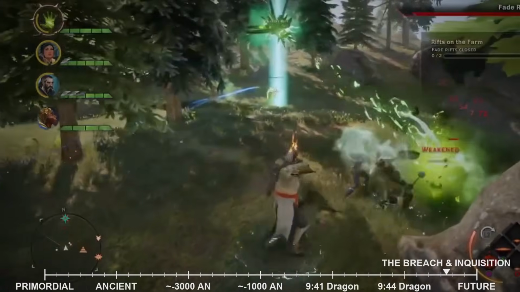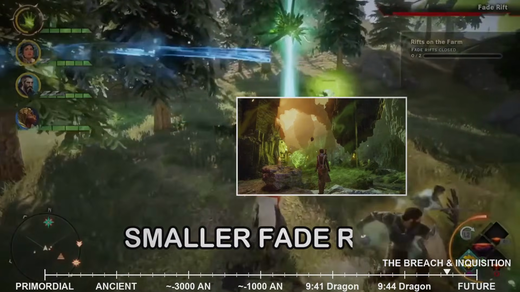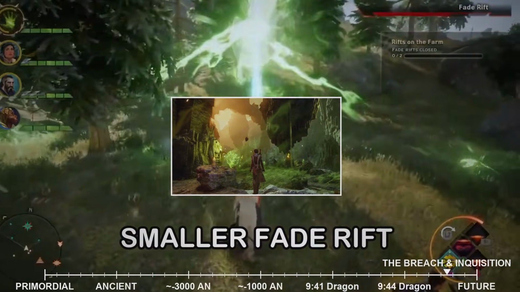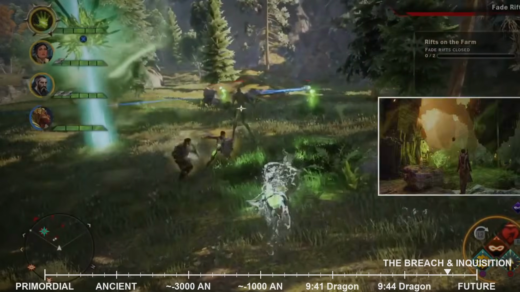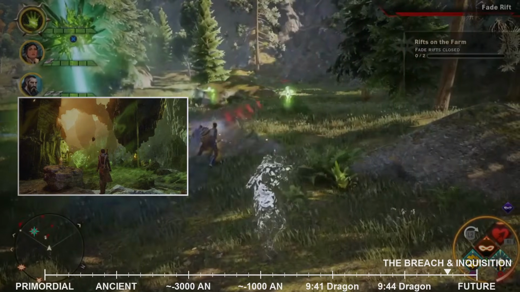As the Herald was being transported, a smaller Fade rift, a localized tear in reality, manifested near the village of Haven, a small settlement located not far from the devastated Conclave site.